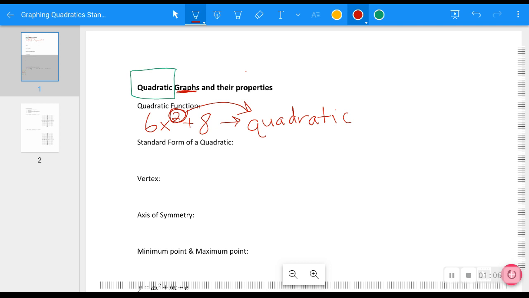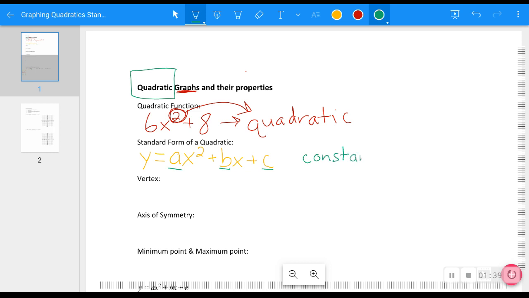So the only difference now to make it into a function is going to be, we're going to put a y equals out in front, because then we have an equation. So our standard form, just a generalized form, is going to be y equals a times x squared plus b times x plus c. And each of those a, b, and c letters are all just constants.